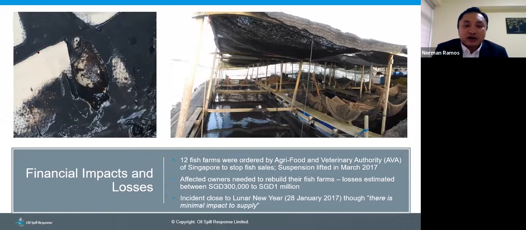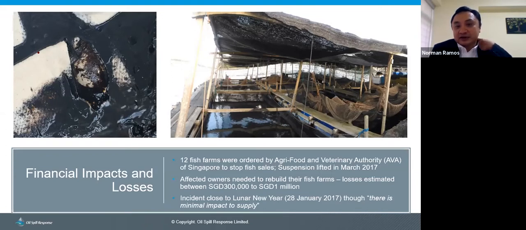The owners that were affected by the oil spill needed to rebuild their fish farms from the bottom up. That means whatever fish farm was affected or has oil in it, they have to demolish it, and the owners have to rebuild their own fish farm. This costs between 300,000 and about 1 million Singapore dollars, depending on the size of your fish farm. Basically, once a fish farm has been impacted by oil, it's useless. You cannot reuse it again, thus you have to rebuild a new fish farm.